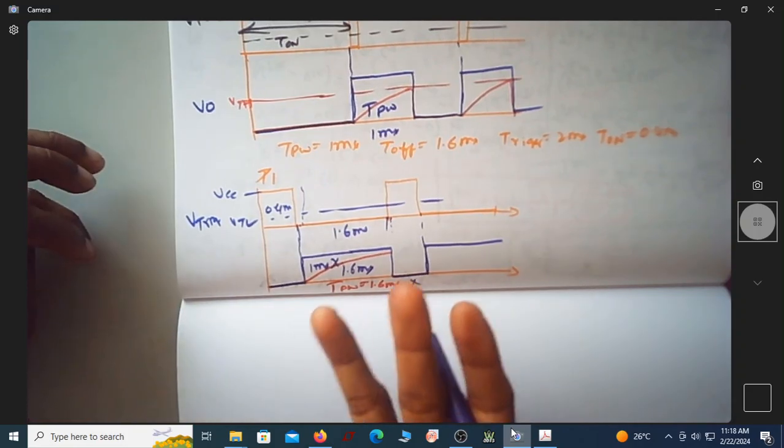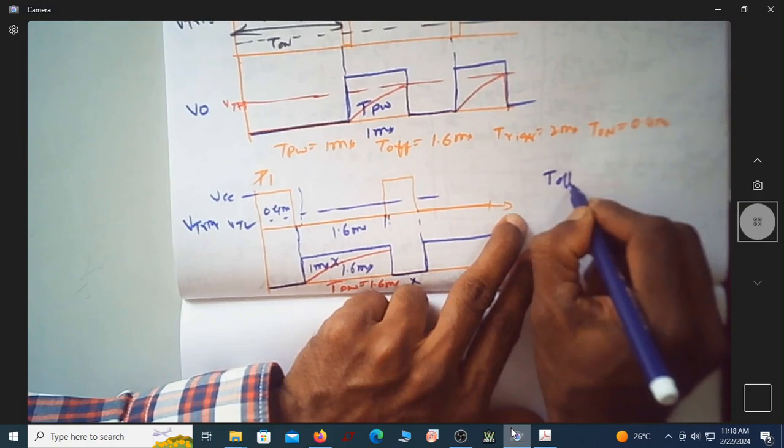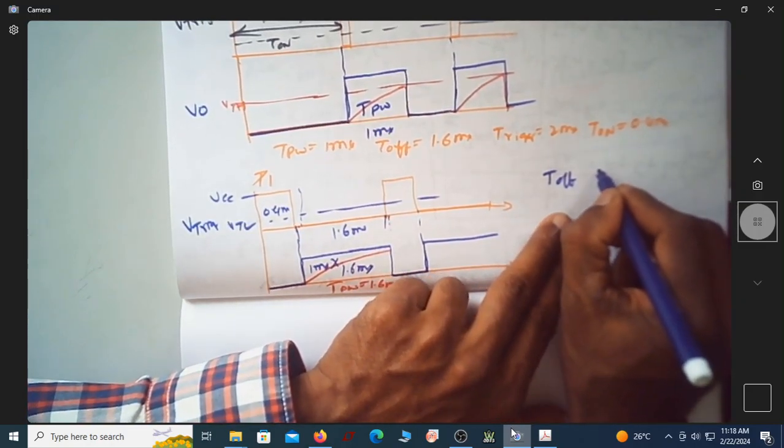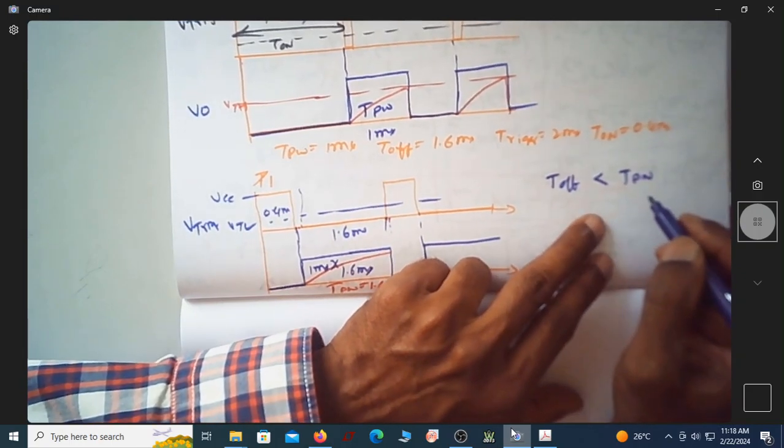So what is the solution to this? The important requirement is that T off should always be less than the T pulse width you are looking for.